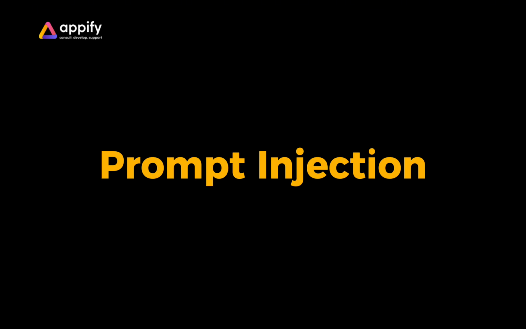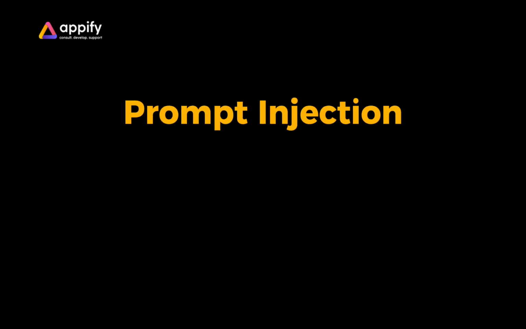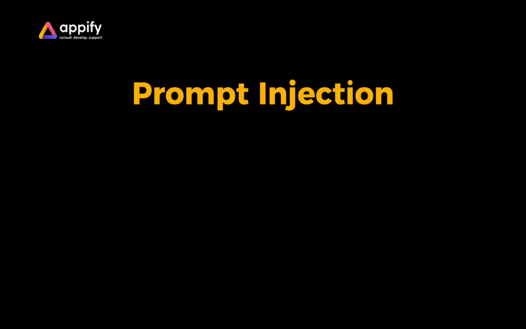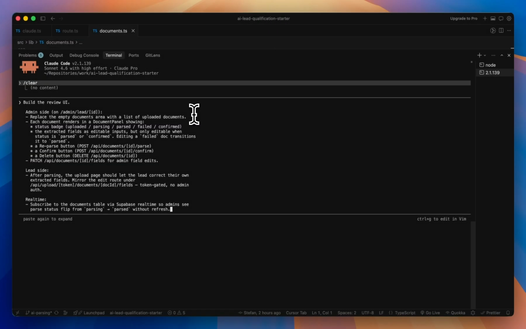One quick flag worth raising: when you feed user uploaded PDFs into an LLM, you've opened the prompt injection surface. A bad actor can embed text in the document telling Claude to return whatever they want. The mitigation is simple: validate the JSON against the strict schema, sanity check the values, and keep the human confirmation step. And the final part, connect everything with the admin functionality.